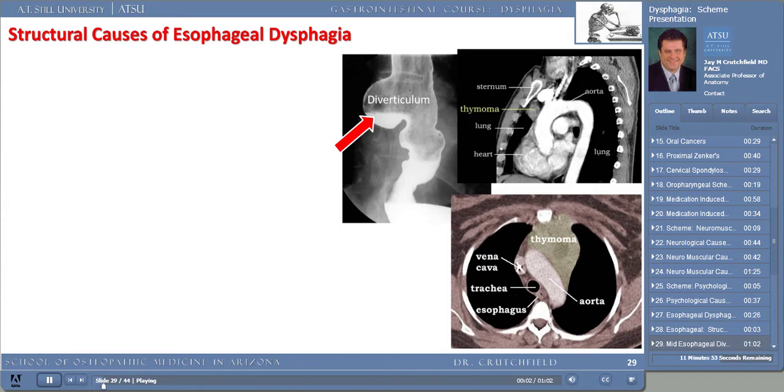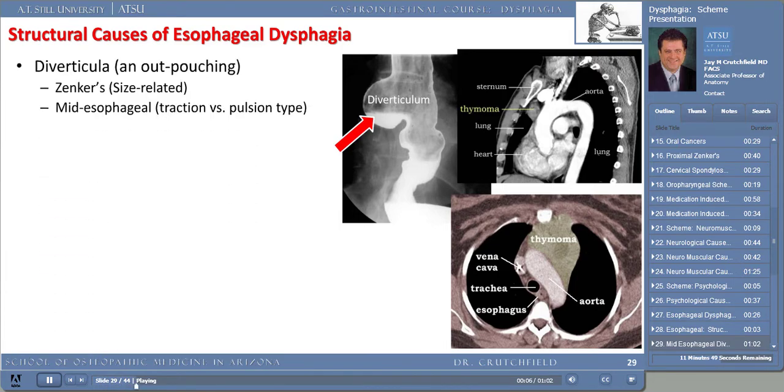We've already mentioned the Zenker's diverticulum. Of course, there's also diverticuli more distal, a mid-esophageal diverticulum. These are traction or pulsion types. This isn't really important for you to know at this stage of your career. When you do your surgery rotation, you'll become more involved in what causes a traction or a pulsion type diverticuli and whether they're a true or false diverticulum. Not important at this level.